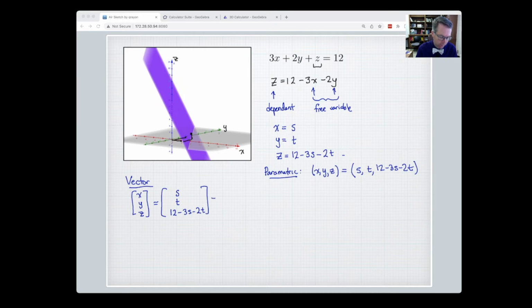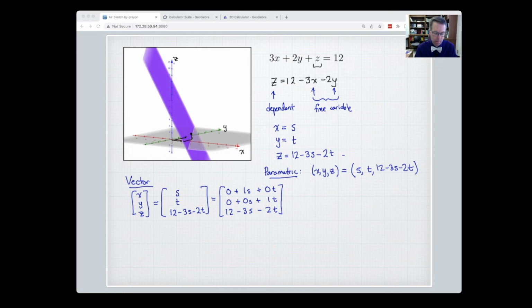Okay? So I'm going to rewrite, if it's not there, it's going to be 0. So we have, in the x coordinate, 0 plus 1s plus 0t. Okay, so the constant and t term didn't exist. We introduced zeros there. In the second coordinate, the y coordinate, we have 0 plus 0s plus 1t. And in the third coordinate, we have 12 plus negative 3s plus negative 2t. Okay? Now notice this time we have 3 terms. I've got a constant term, I've got a multiple of s term, and I have a multiple of t term.